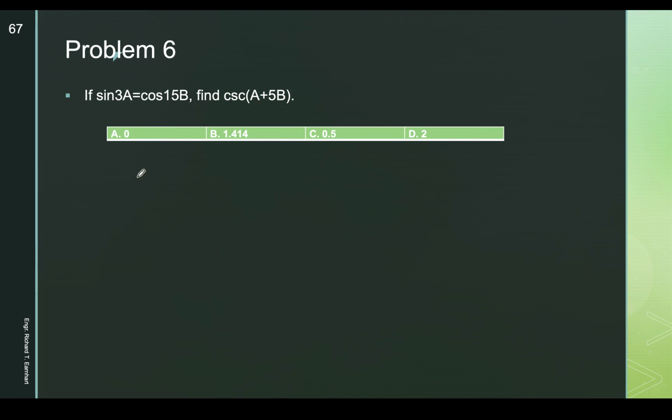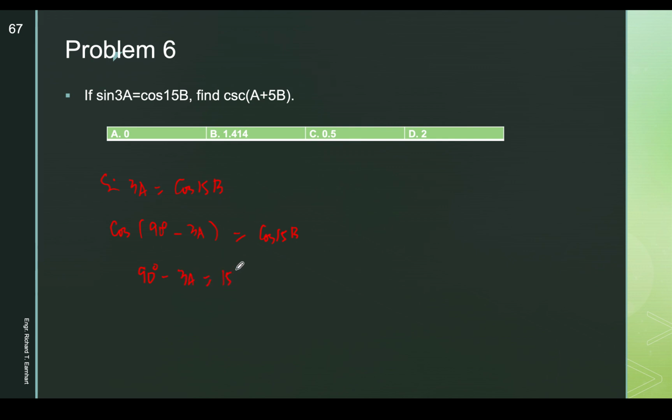Problem number 6. Sine 3a is cosine 15b, so find the cosecant of a plus 5b. Okay, so take note that sine 3a, which is equal to cosine 15b. Sine 3a is cosine of 90 minus 3a. So the co-function of sine is cosine. So we subtract 3a from 90 degrees. And then cosine 15b.